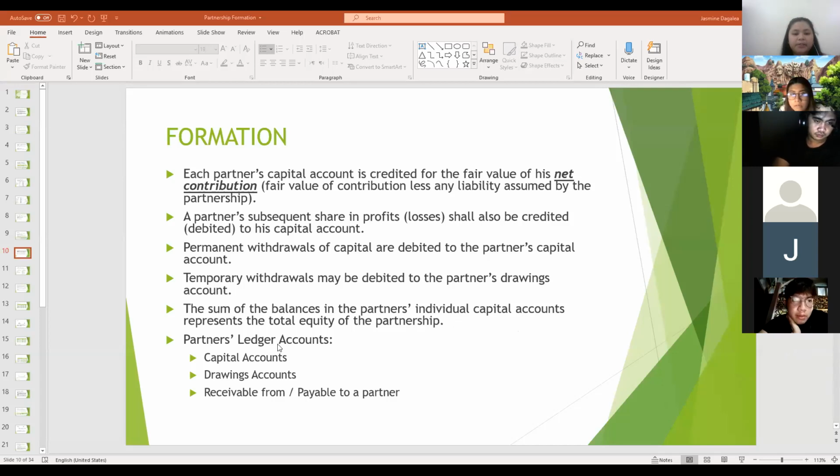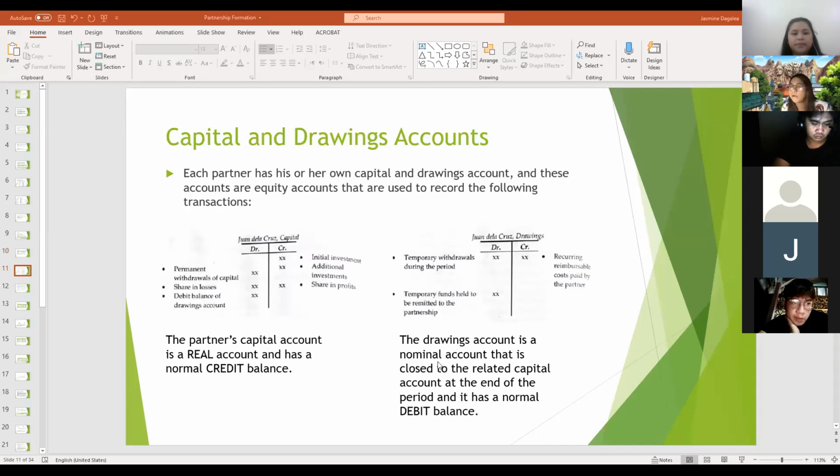You also have partners ledger accounts. So these are capital accounts, drawings accounts, and receivable from or payable to a partner. Capital and drawing accounts. Parang sole proprietorship lang. But you will be accounting for each equity of the partners. So mas madami lang siya kaysa sole proprietorship. Each partner has his or her own capital and drawings account, and these accounts are equity accounts that are used to record the following transactions.